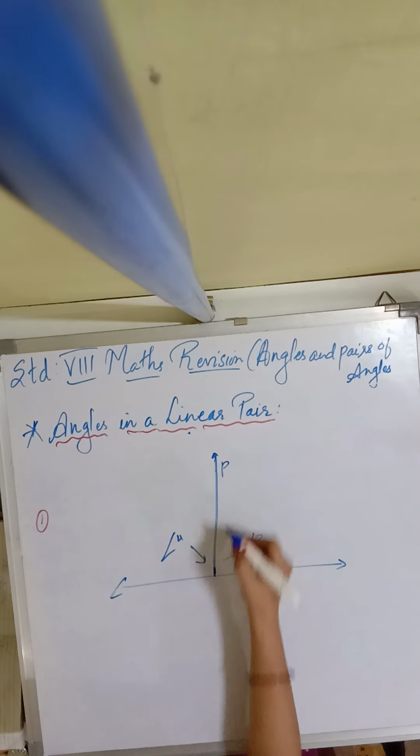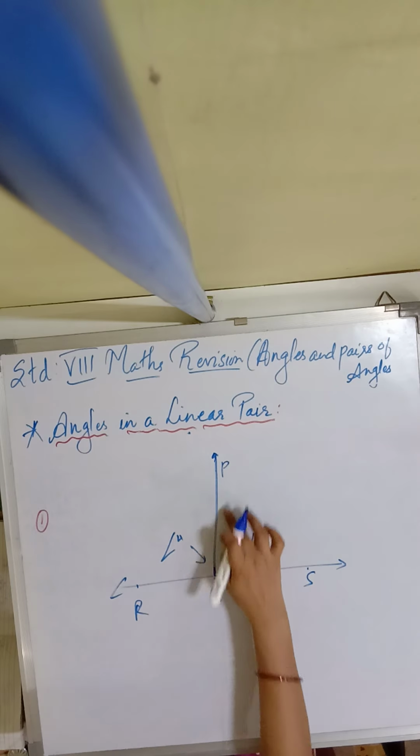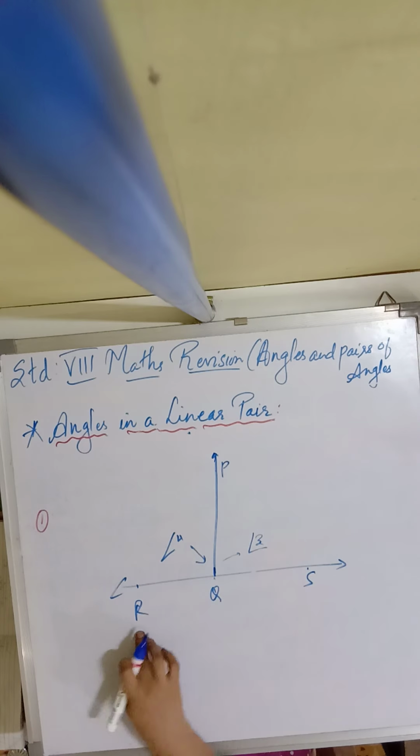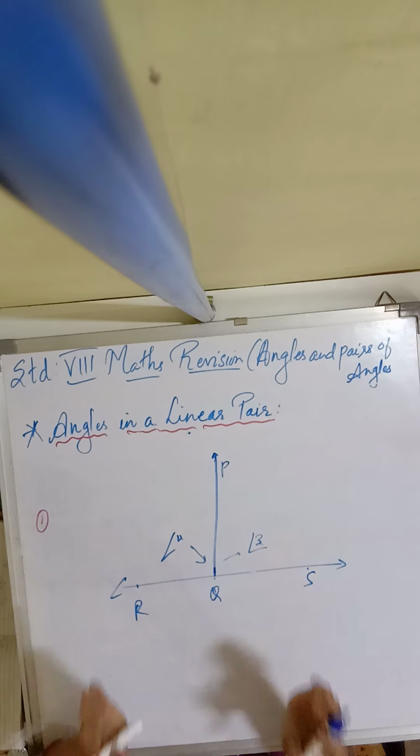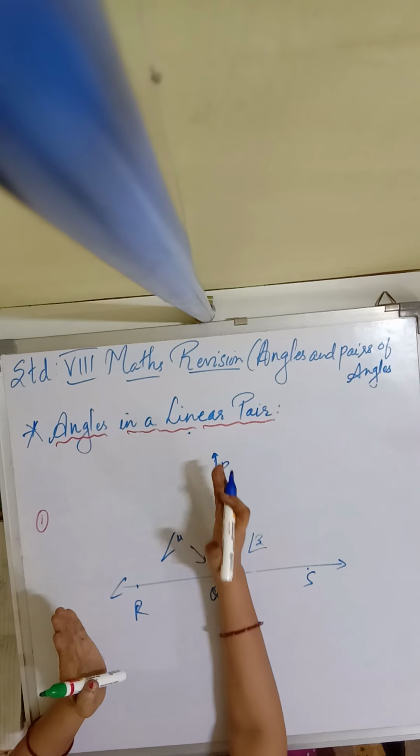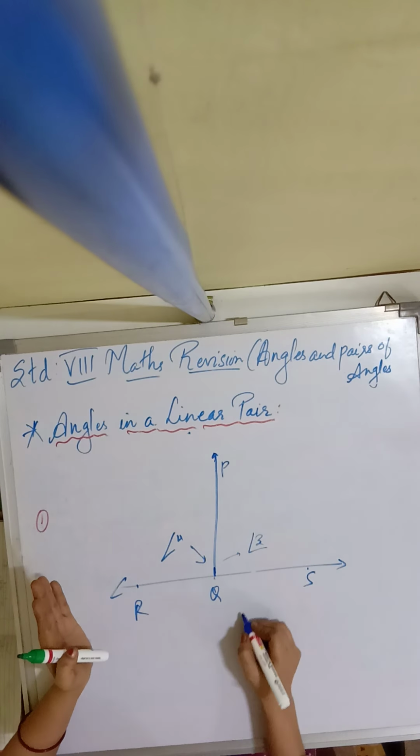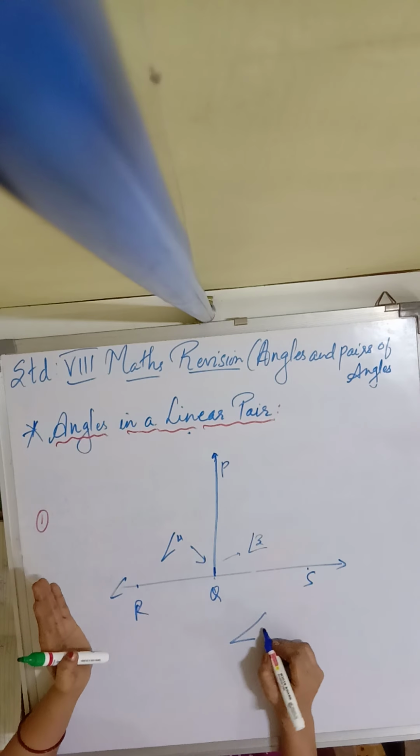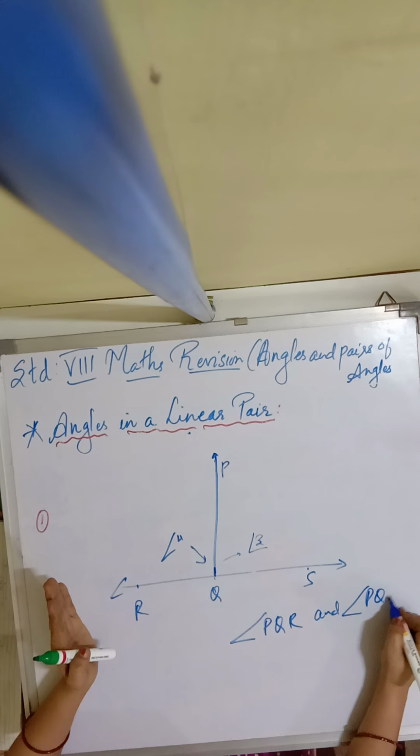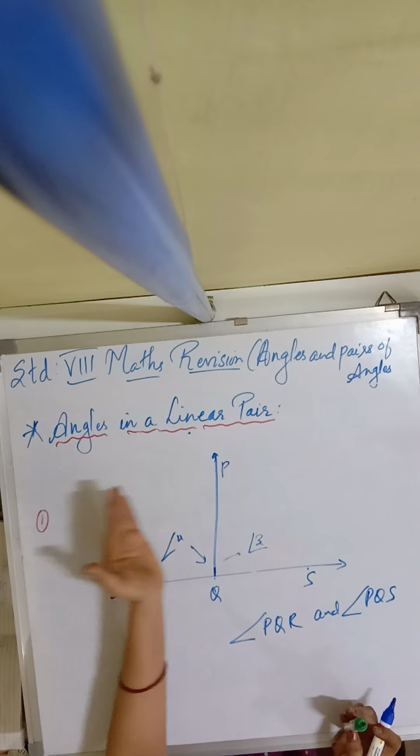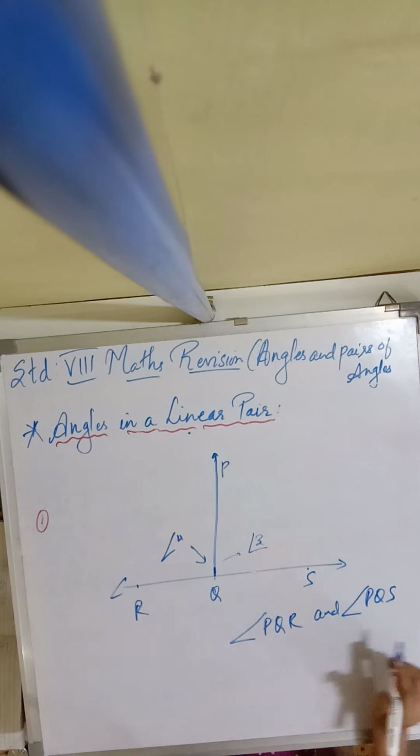If I give the names P, Q, R and S, you can see that angle PQR and angle PQS, children, are both forming angles in a linear pair. Why? Because one arm is common. So here we are getting two angles, which are the two angles? Angle PQR and the other angle is PQS. Which arm is common? PQ is common for both the angles. Second thing, the next arm is forming a straight line, hence these both angles are angles in a linear pair.